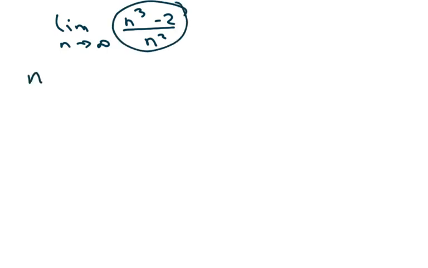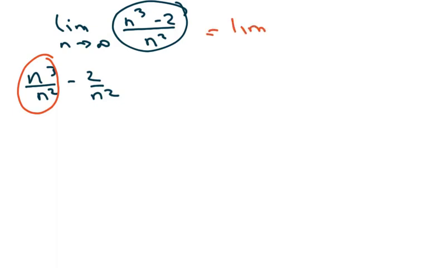Okay. The next one is going to be the limit of n cubed minus 2 over n squared. Now I'm going to break this down and write it as, you can write this part here, just break it down, and this part here becomes just n. So when I reduce this, it's going to be n minus 2 over n squared.